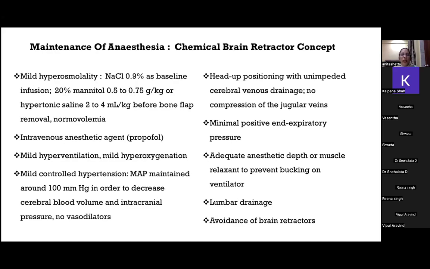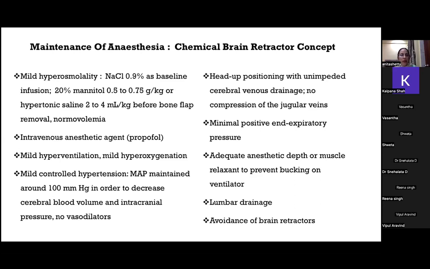Now, to reduce the brain bulk and intracranial pressure, there is a concept called the chemical brain retractor concept. In this concept, there is use of mild hyperosmolarity with 0.9% saline as baseline infusion, 20% mannitol 0.5 to 0.75 gram per kg, or hypertonic saline 2 to 4 ml per kg administered before bone flap removal, and normovolemia is maintained. Intravenous anesthetic agents like propofol are preferred. We can use mild hyperventilation, mild hyperoxygenation, and mild controlled hypertension.